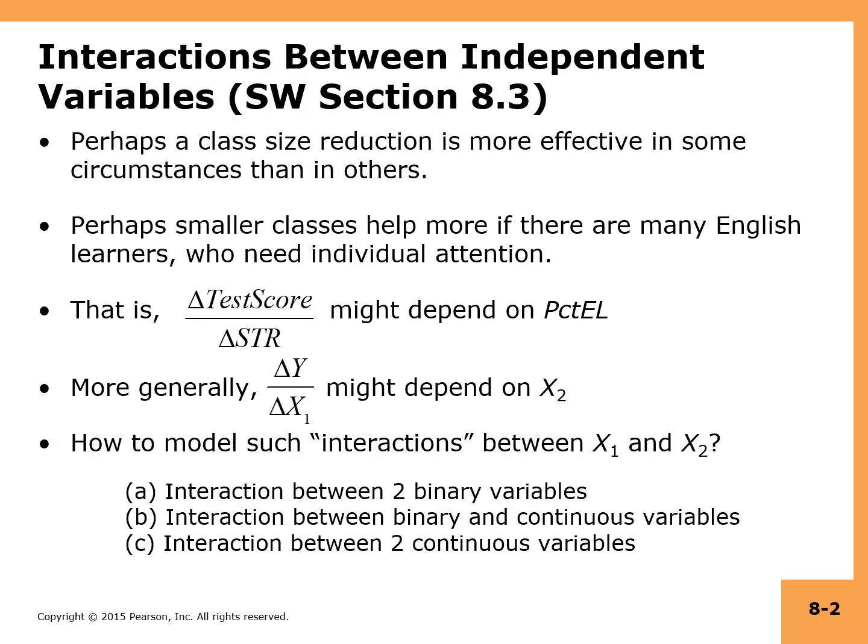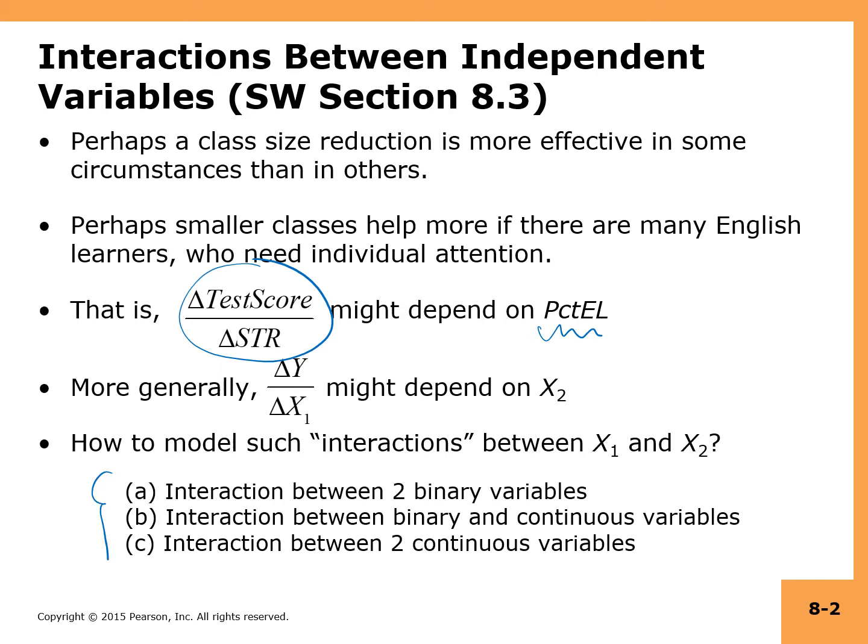So let's consider a case where the effect of class size varies by the percentage of English learners. We may think that the effect of reducing student-to-teacher ratio may be greater for the districts that have a high percentage of English learners, because maybe they benefit more from having a smaller student-to-teacher ratio. In this case, what we're saying is that change in test score over change in student-teacher ratio depends on percentage of English learners. So we are going to look at 3 different ways to model this.